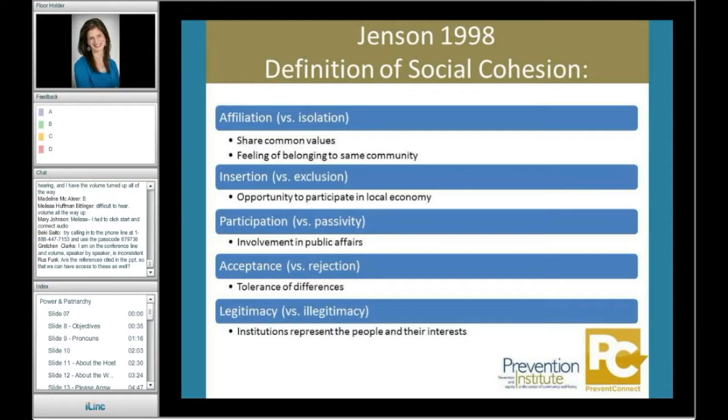So basically, how much belonging somebody feels, if they feel that they have common values with the other people around them, if they feel like they have an opportunity to participate in the local economy, so financially they feel included, that they have the opportunity to be involved in public affairs, that if there are differences, there's tolerance for those differences in the community, and that the institutions around them are representing all of the people and their interests. And so if you have all of these things going on, we would say, well, this is a community that has high social cohesion.